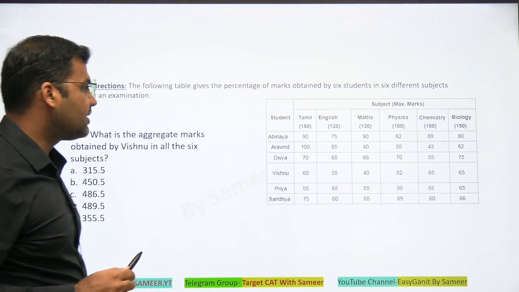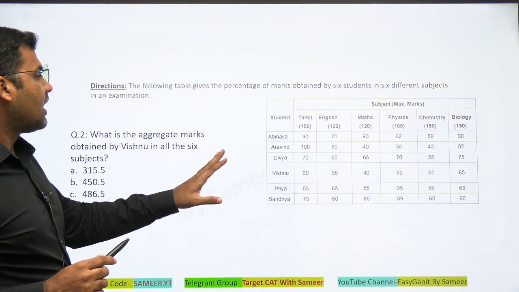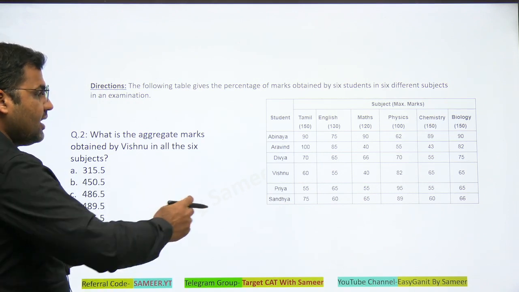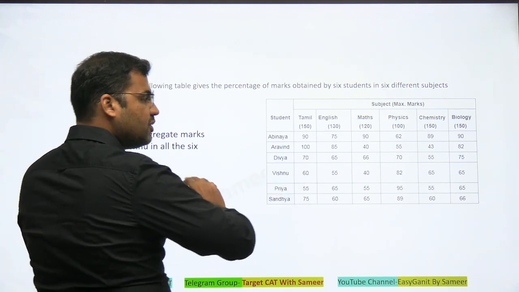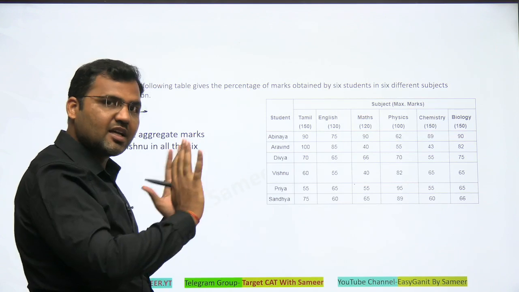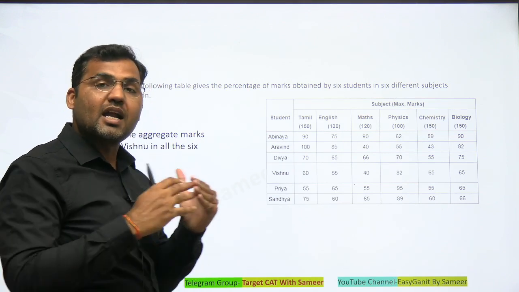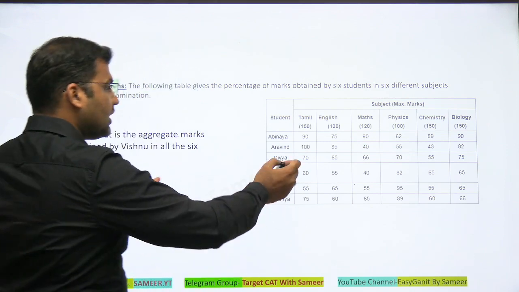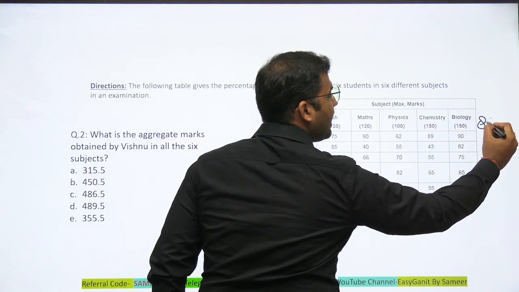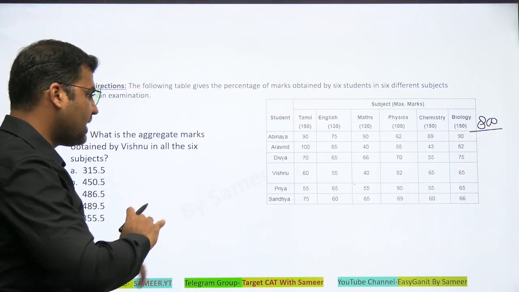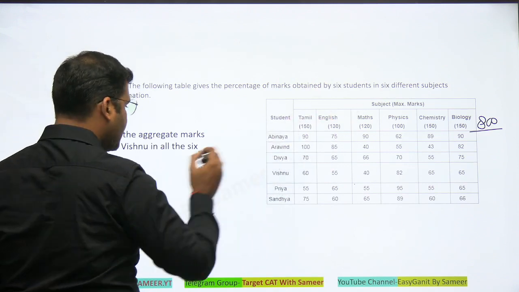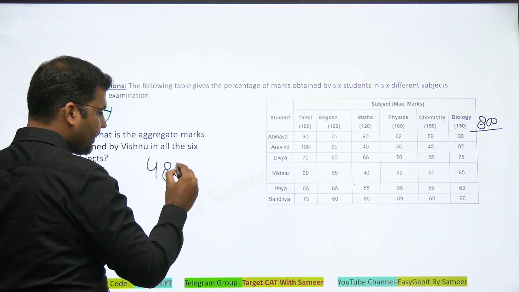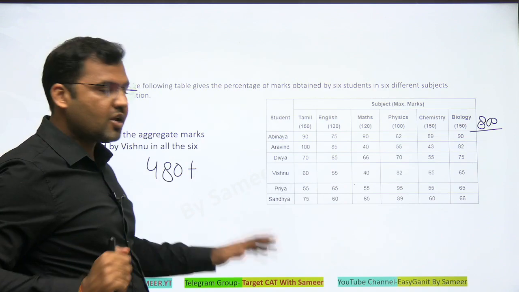What I can do is straight away assume that, let's say, Vishnu is getting 60% marks in all subjects. That's my assumption, right? And I'll do the required correction in that 60% assumption. So the total marks, as you can see, are 800. I'll assume that Vishnu is getting 60% of 800, that is 480. Now let's do the required correction.